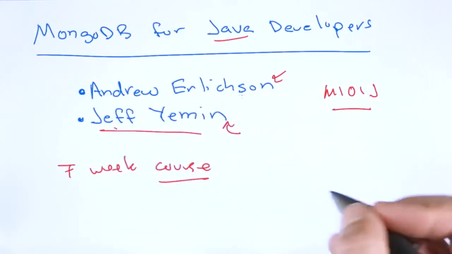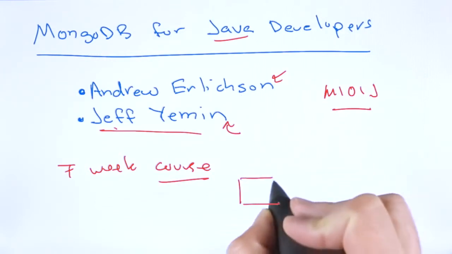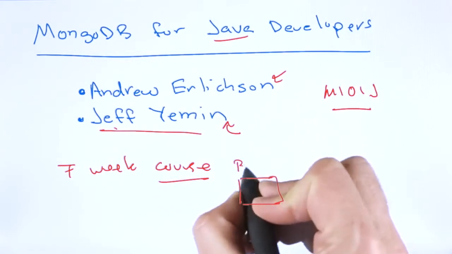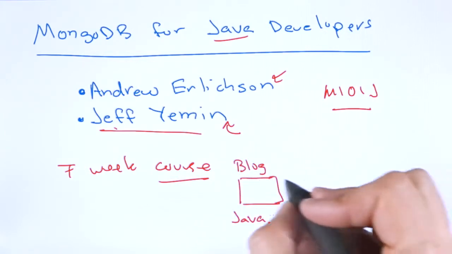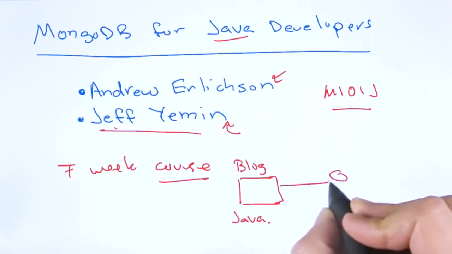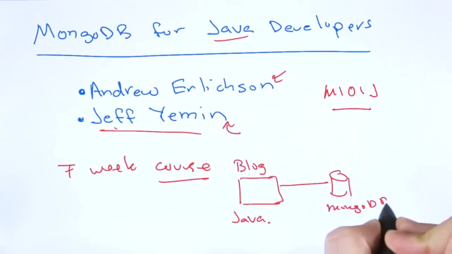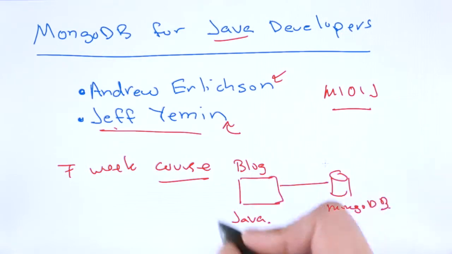Now, in this class, we are going to build a blog. I know that most of you are probably familiar with a blog, and this blog is going to be written in Java. We're going to give you most of the code for that. We're going to ask you to make some small changes, and it's going to be attached to MongoDB. And we'll go over how to install MongoDB and how the Java drivers work and how it all fits together.